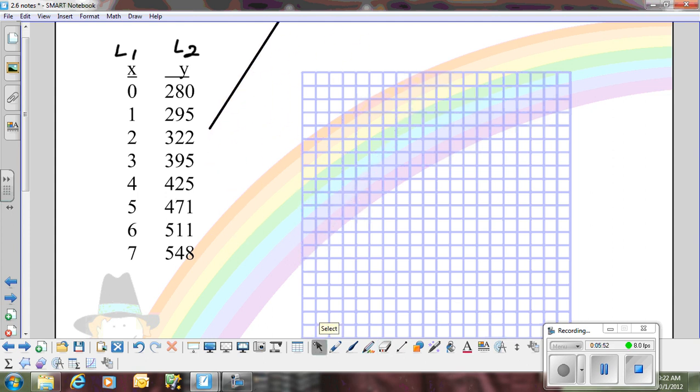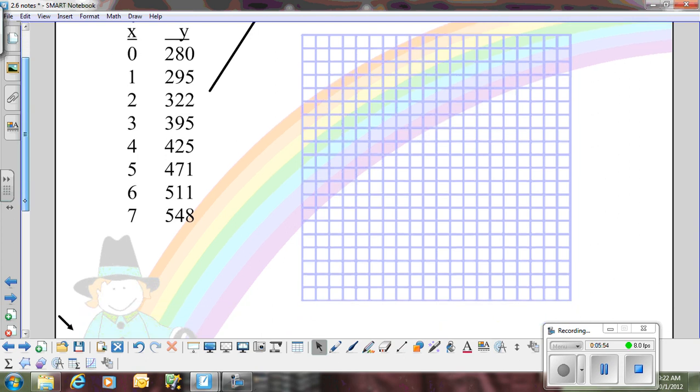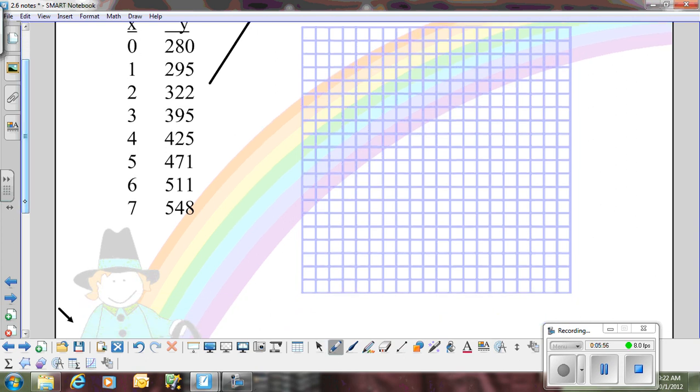Okay. So, we're going to plot these points. Now, the x values are easy enough. They go 0 through 7. So this is going to be my x-axis. We're going to start it clear down here. 0, 1. I'm only going to label every other point: 4, 6, 8. So that's going to be my x-axis.